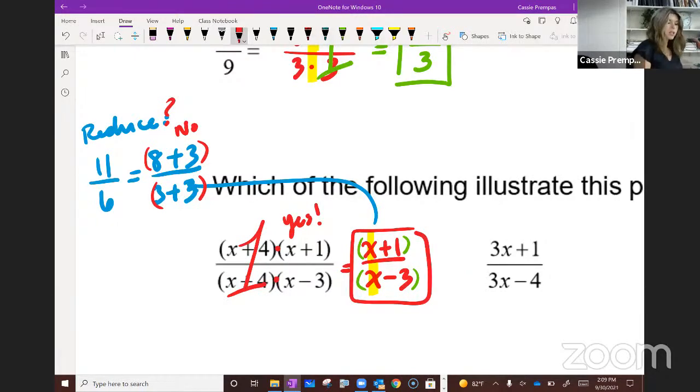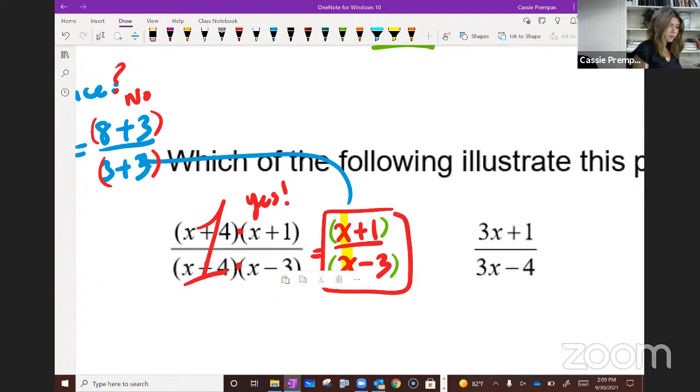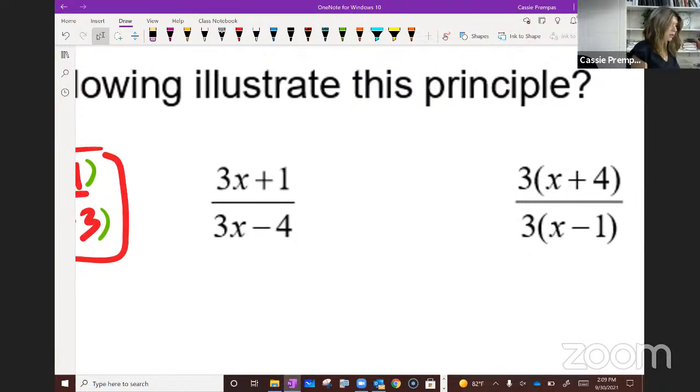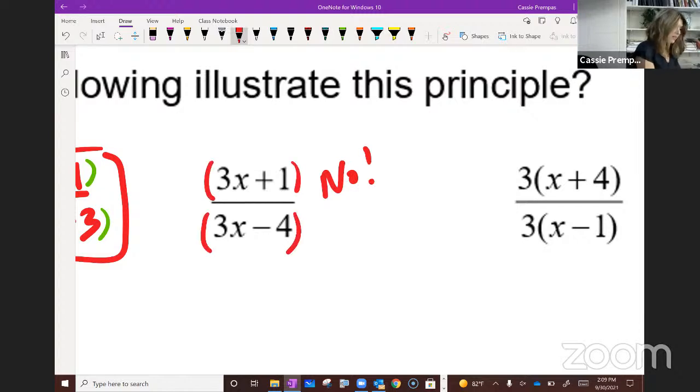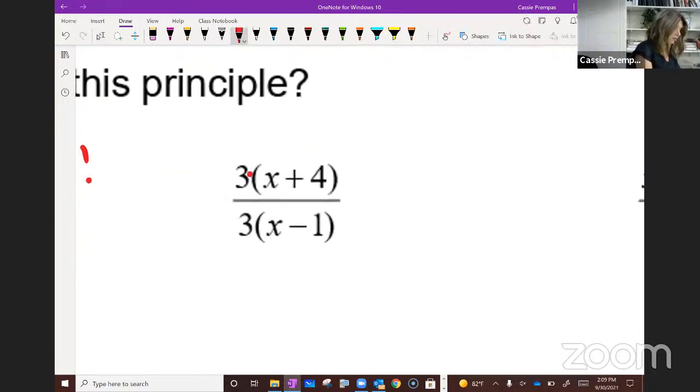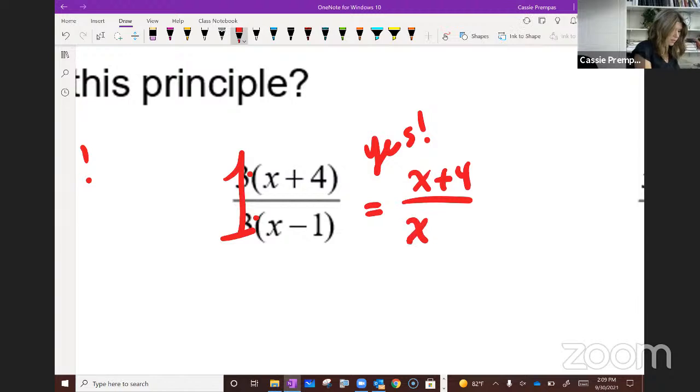Okay, this is really important to today's lesson. So let's go ahead to the second one. 3x plus 1 over 3x minus 4. Does this illustrate the principle above? Can we reduce this? No. No, good, because these are connected. They have plus signs or minus signs next to them. So no, I can't reduce that. How about the next situation? Can I reduce here? Yes, good. The 3 is a factor. It's been multiplied. 3 divided by 3 is 1. So this would be yes, and that would equal x plus 4 over x minus 1.